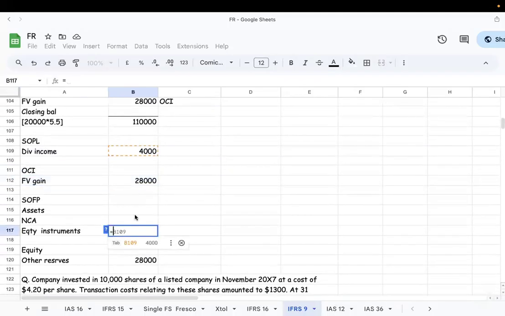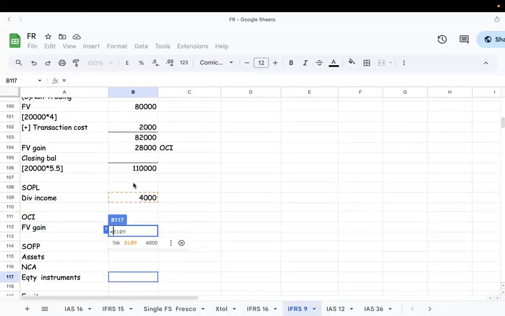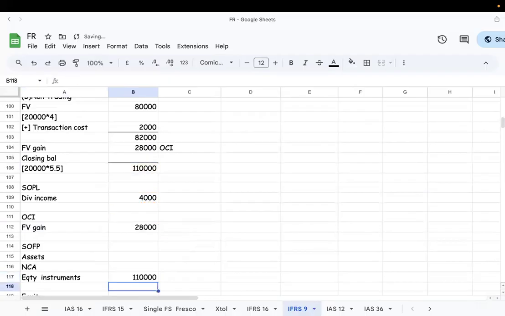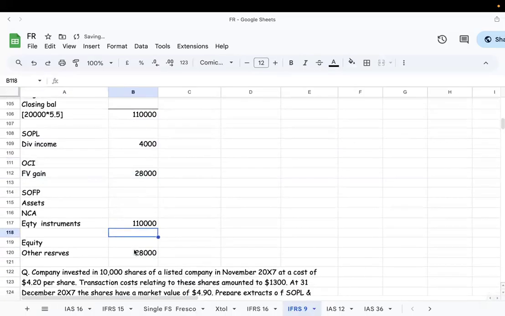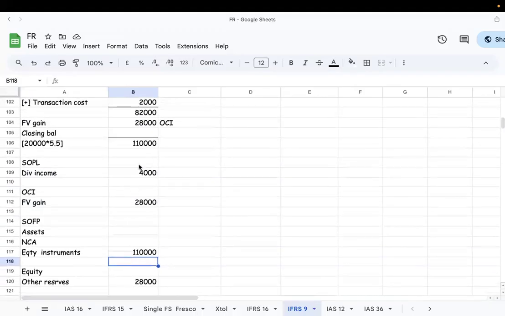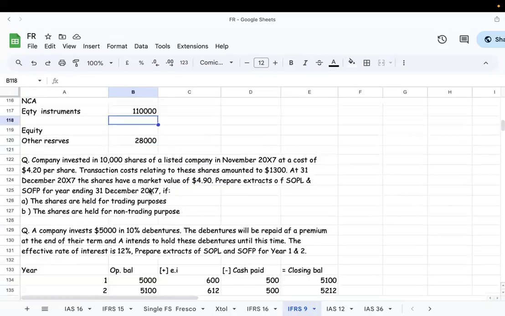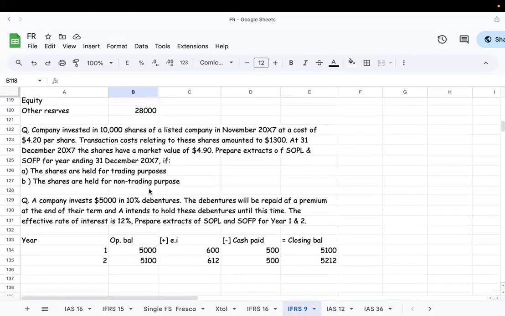Now, in the equity instruments, the value is going to be the closing balance under non-current assets. It is an asset, not a liability. And under other reserves, you're going to take the amount that you got as a difference, that is this one.